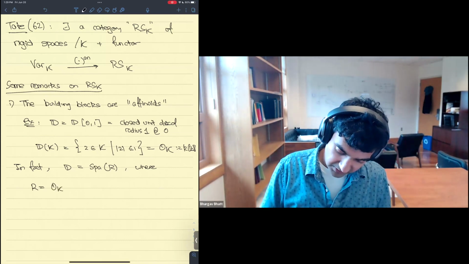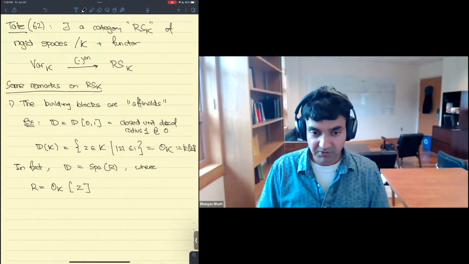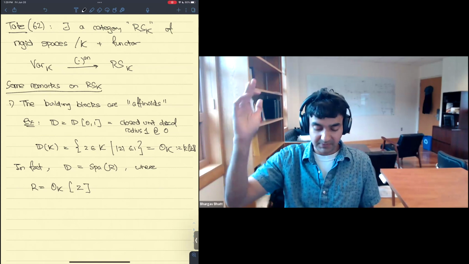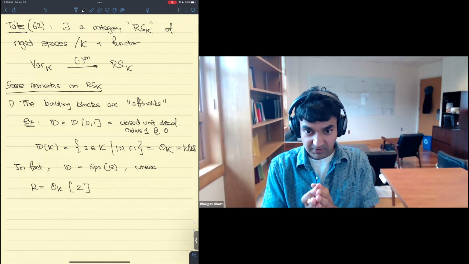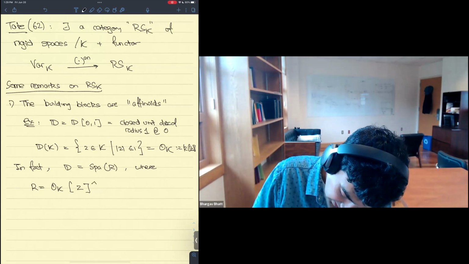So you take O_K, this DVR that you're starting with. You adjoin a variable z to get just the polynomial ring in one variable. This would be functions on affine space. But you want the functions to converge whenever |z| is less than or equal to 1. You don't care what happens outside. And so that corresponds to doing a t-adic completion here.